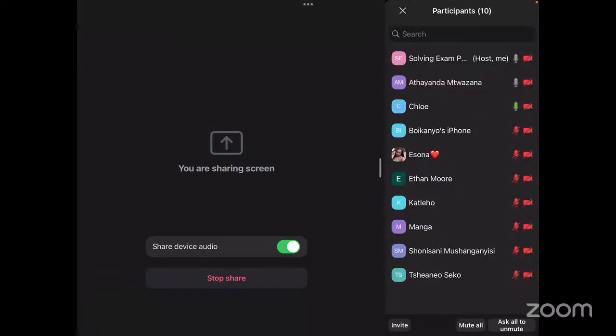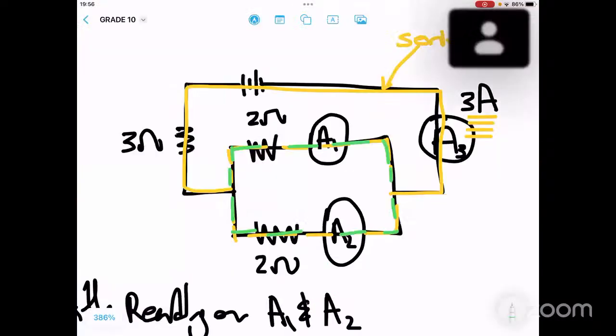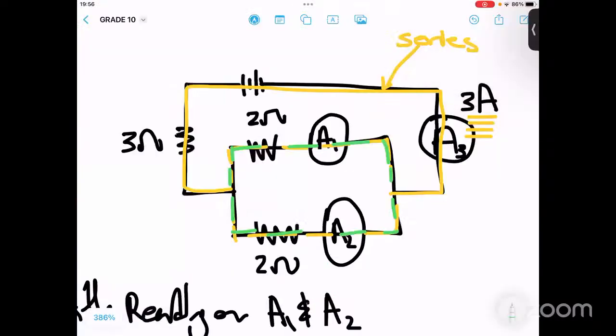Sir? Yes. I think for A1, the answer is 2 amperes, and for A2, it's also 2 amperes. Okay, 2 amperes, and then what about A2? A2, it's also 2 amperes.